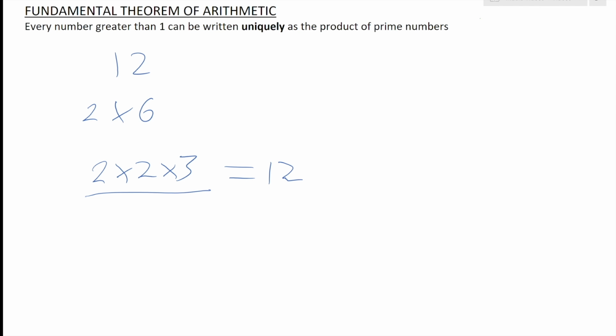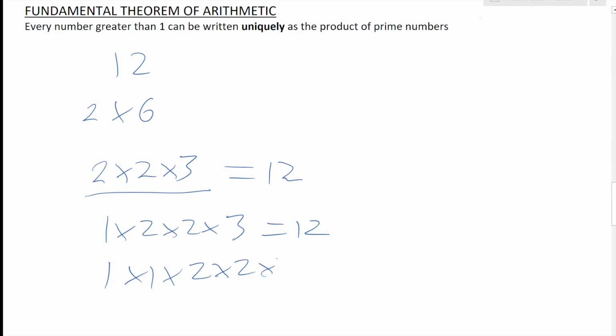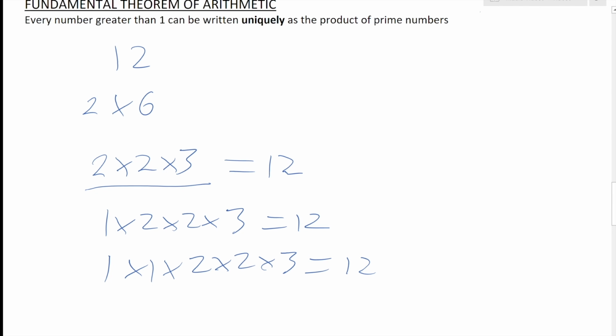But if we allowed 1 to be prime, we could have 2 times 2 times 3, 1 times 2 times 2 times 3, 1 times 1 times 2 times 2 times 3. And in fact, we could have any number of ones we wanted in that product, and it would always equal 12. And so for this reason, as well as what I discussed earlier, 1 is not considered a prime number.